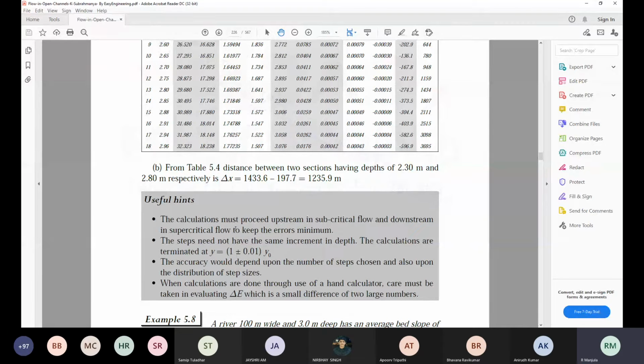And the steps need not have the same increment in depth. The calculations are terminated at y equal to 1 plus or minus 0.01 into y. This is normally the difference between the two sections you can take.